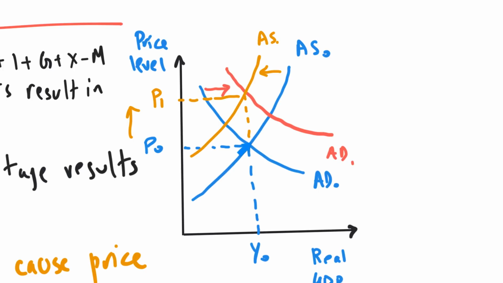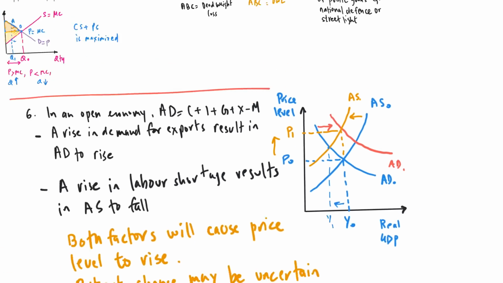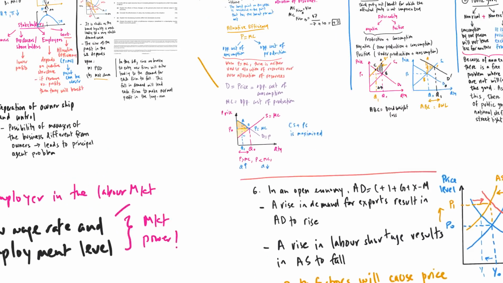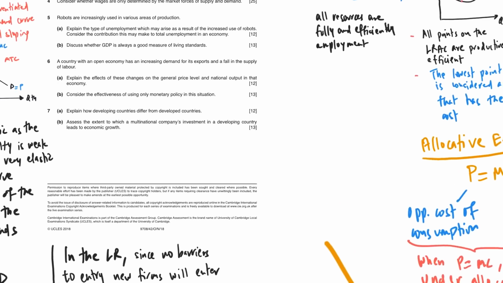The AD will fall, the AS will still stay where it is. So while AD falls, the price level will go down to some level, but the problem will be that GDP will decline in this case. So talk about how that will be detrimental for the economy, because you are not making the aggregate supply curve go to the right.